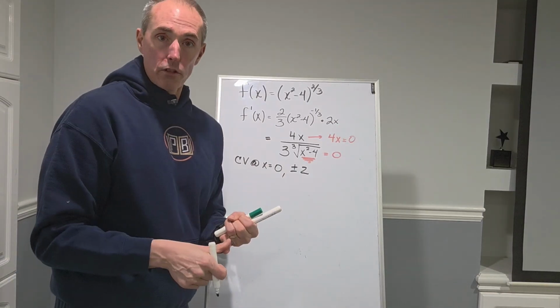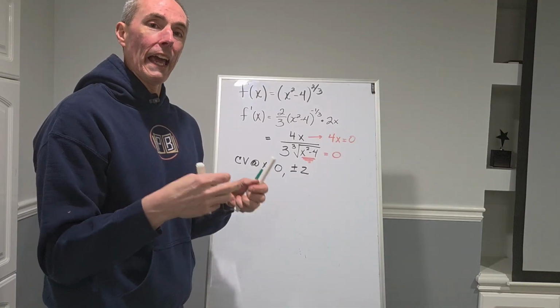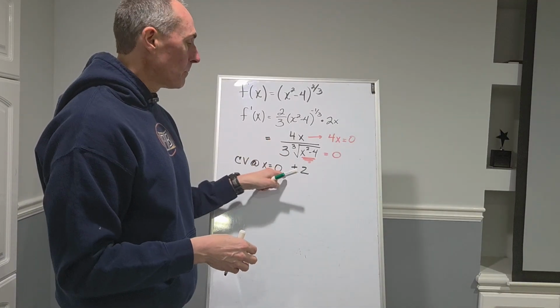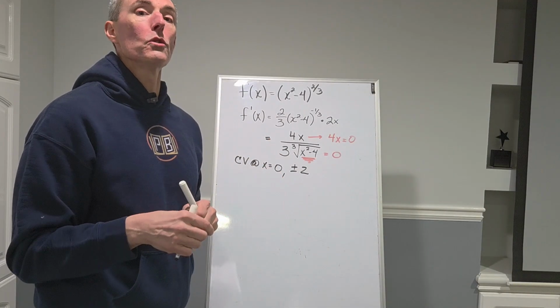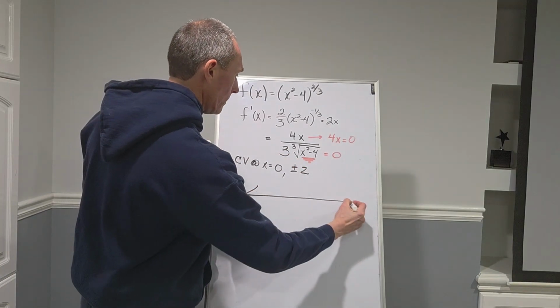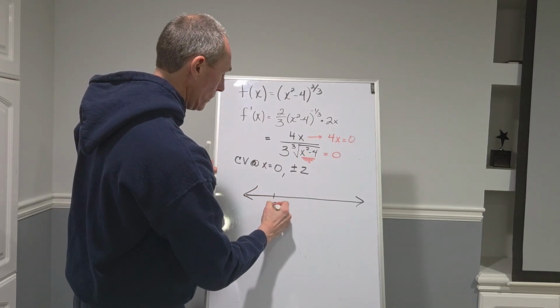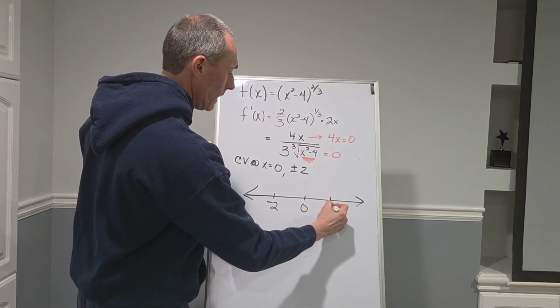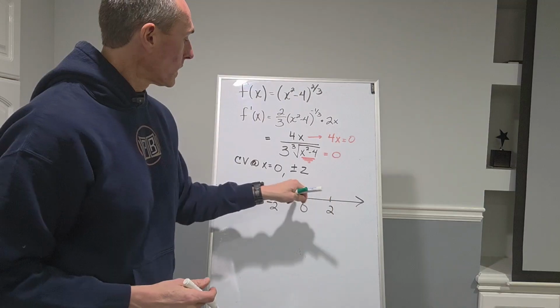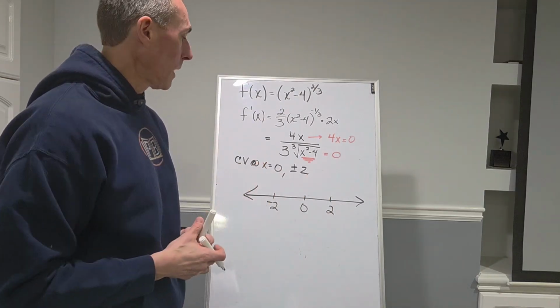So step 1, find the derivative. Step 2, find critical values. Step 3, analyze the derivative based on those critical values. And the way we're going to do that is we're going to use a number line. So I'm going to draw a number line here, and I'm going to place my critical values on that number line: -2, 0, 2. You'll notice we have 4 distinct intervals here that we need to test. Now, it's not always 4 intervals, but it is in this problem.